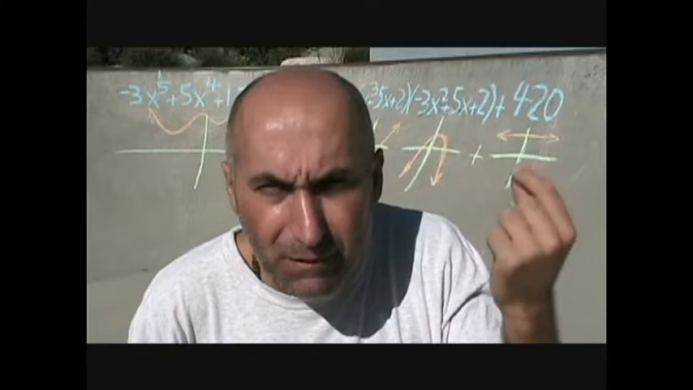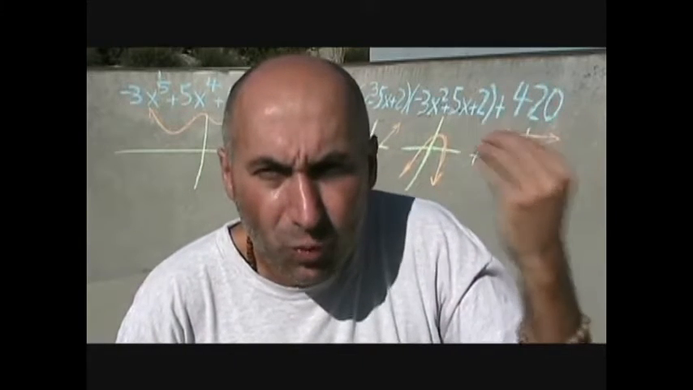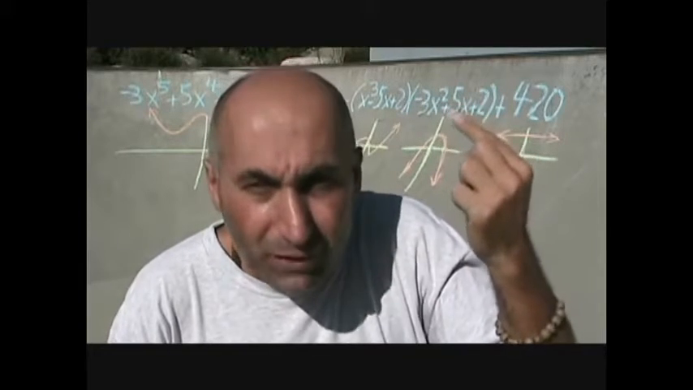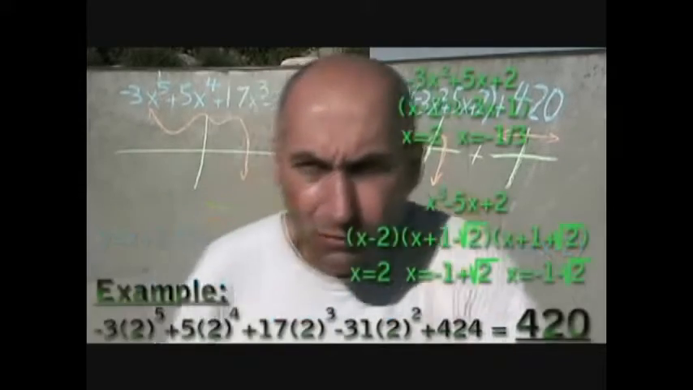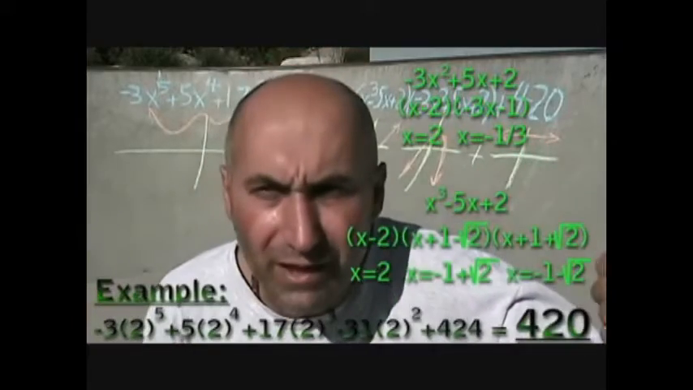And keep in mind, this guy here is your y coordinate when your x's are these guys. So you can break these down even further, right? You can factor these down even further, get your x values, and if you plug those x values into the original function, this is what you get out. You get 420 out, right?